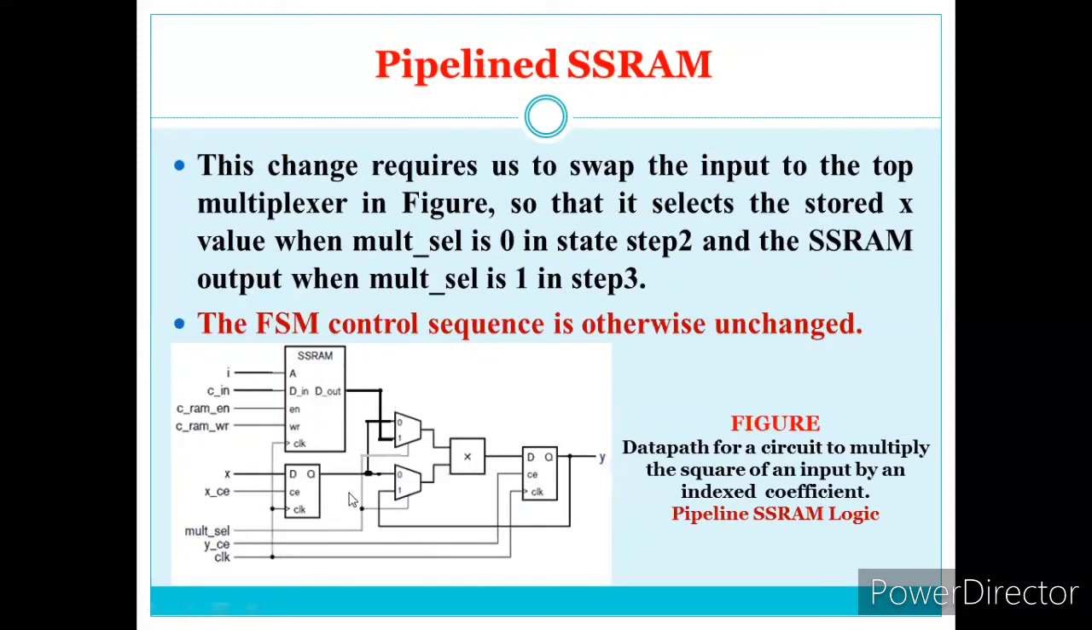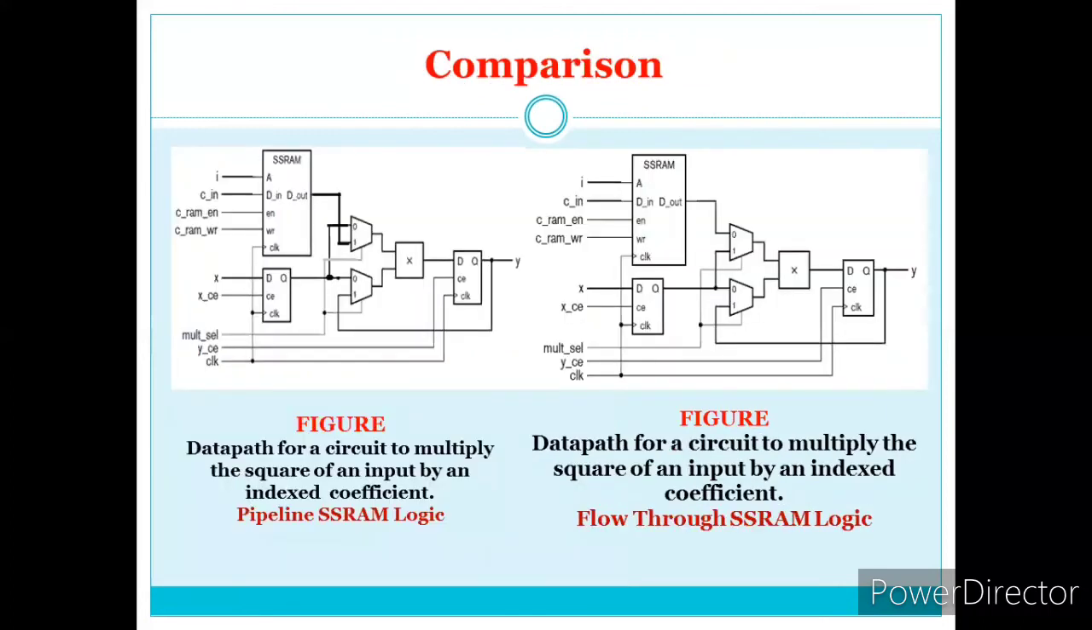So what is the change in the hardware? If you observe, X was connected to 1 here. Now the output of SRAM is connected to 1, whereas X is connected to 0. So what happens here when the select line becomes 0? X is multiplied with X and the result is stored in Y. And then when the select line becomes 1, the previous result of X multiplied with X is multiplied with the coefficient data we are receiving from the memory here. So this is what is happening in step 3. This is the change we have to make. You can compare it in the given circuit diagram.